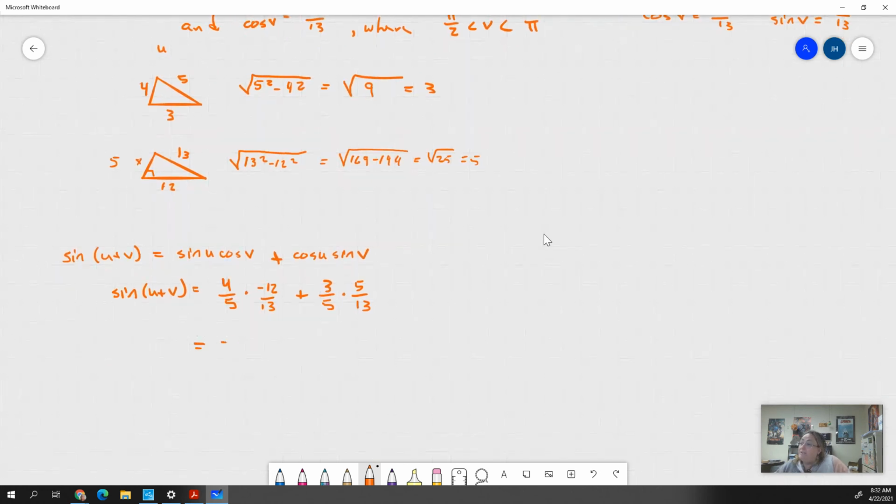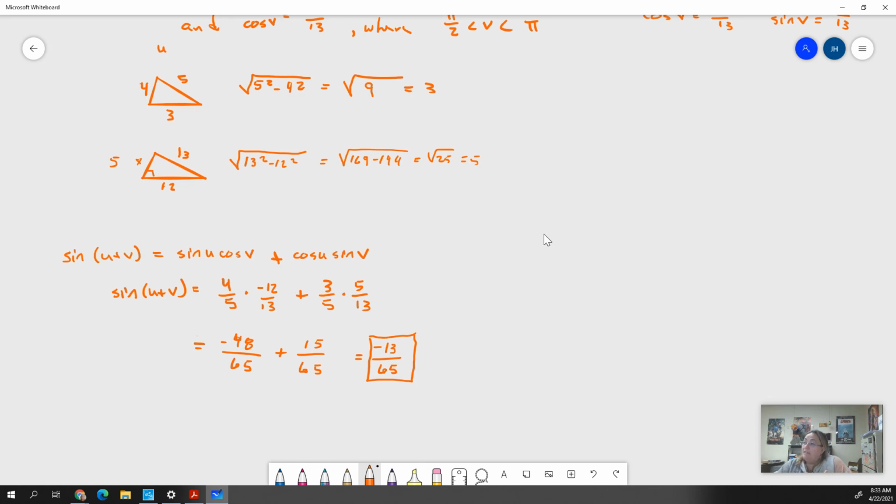4 times negative 12, well, that's negative 48 over 5 times 13, which is 65. Plus 3 times 5 is 15 over 65. And we are going to wind up with negative 33 over 65. Not reducible, I could tell right away, because 13 is a prime number, so there's nothing we can divide into it. And this is our exact value of the sine of u plus v under those parameters.